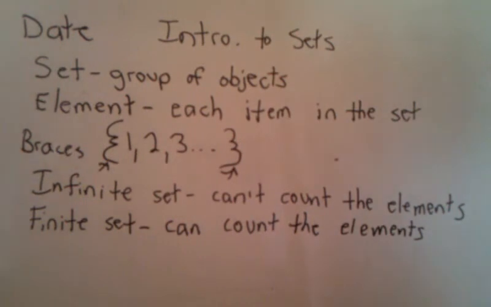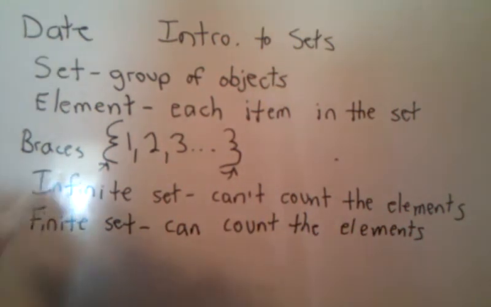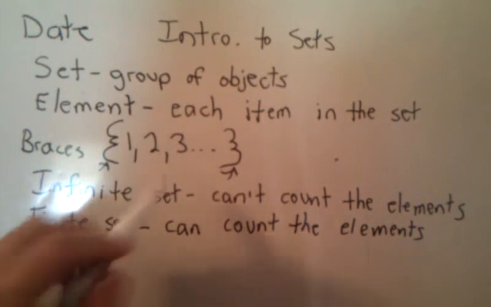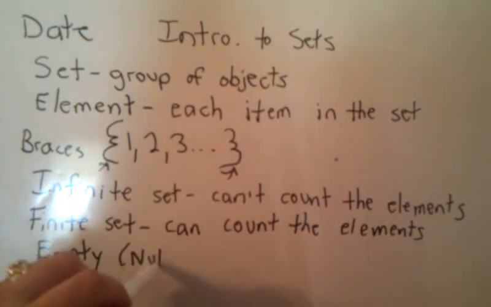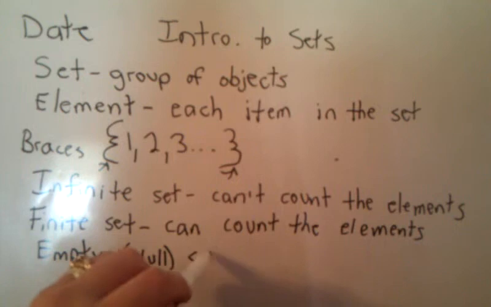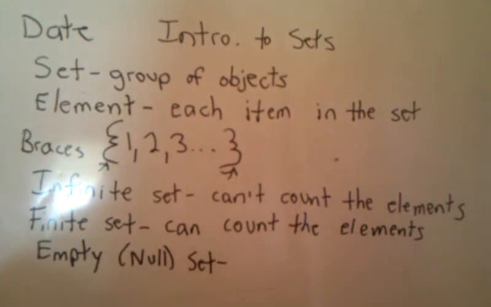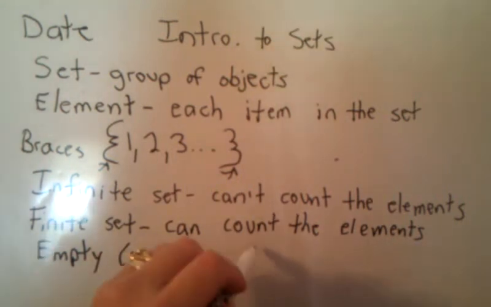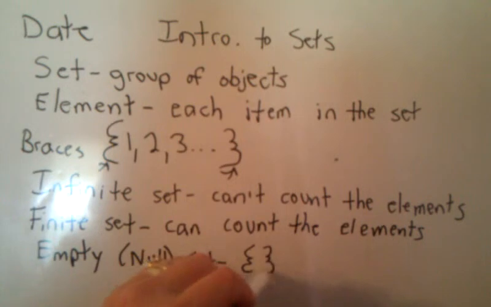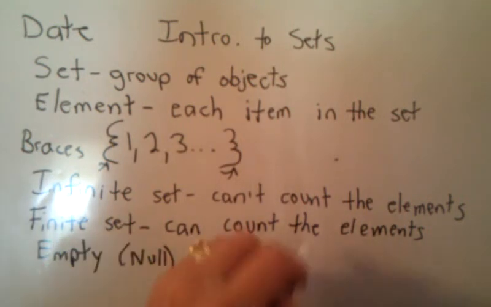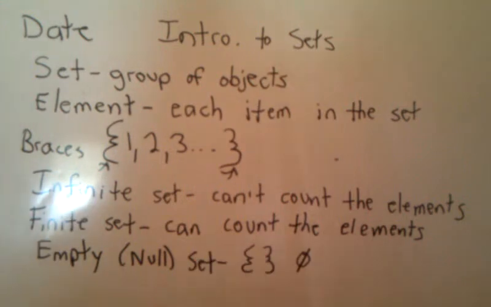All right. Now we're going to talk about another kind of set. The empty set or null set is a set that has no elements. Now you have to remember the empty set and the null set are the same thing. Okay? They have no elements. It can be written like this. See, there's no elements there. Or you can write it like that.